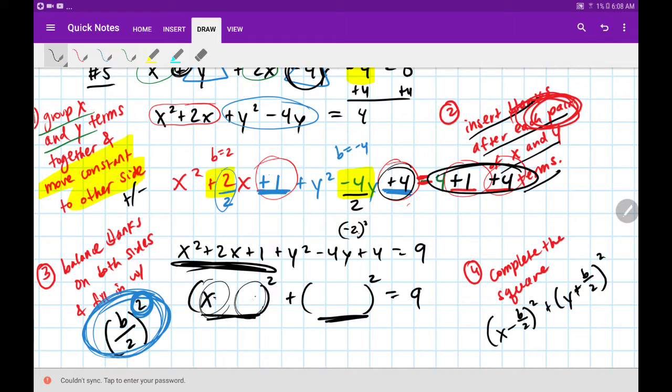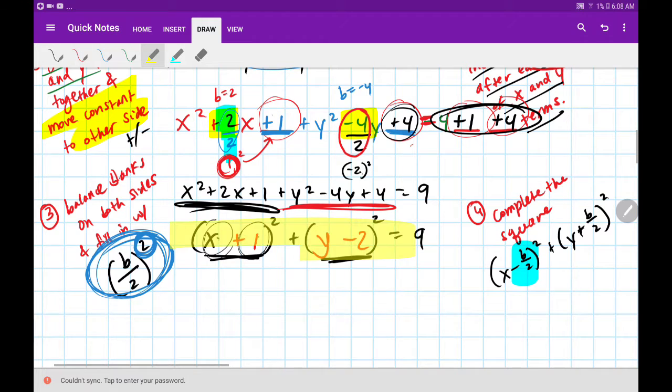Now I have to figure out what goes next to x. Well, make a note to yourself. Remember how we had taken that b and divided it by 2? That was this step right here. Yeah, that's the number that goes right there. So when we divided b by 2, we had gotten 1. We squared it, we put it over there. Well, the inside number, the positive 1, that goes right here. Similarly, when we took negative 4, we divided by 2, we got negative 2. That's the number. And these are my y terms. So I need a y. And that's actually done. We're done. We have found the standard form.